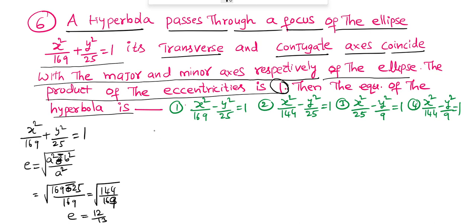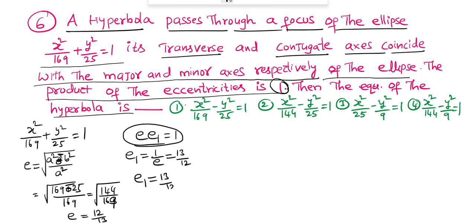Now the given condition is E into E1 equal to 1, the product of the eccentricities. So the eccentricity of the hyperbola is E1 equal to 1 by E, which is 13 by 12. So the eccentricity of the hyperbola is 13 by 12. Now verify the options.